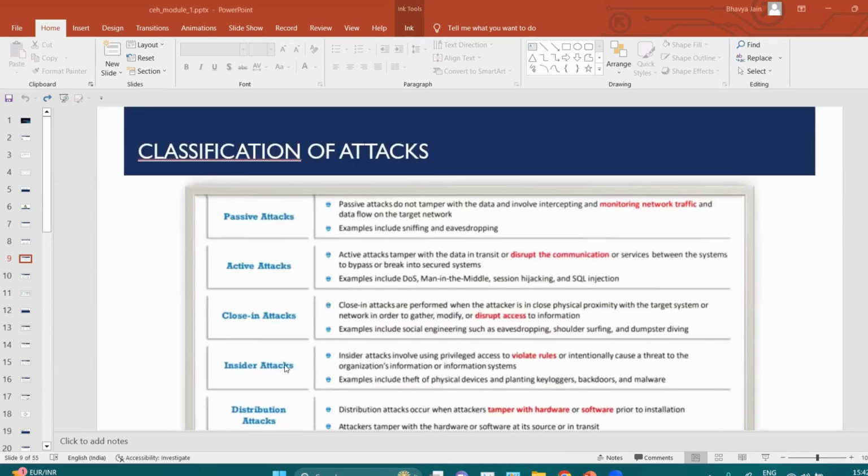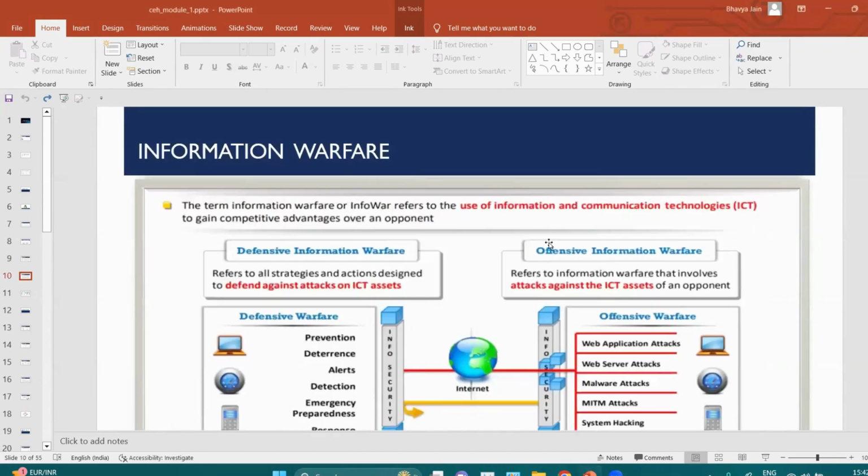Is it clear? Yes, that's clear. Okay. Then we have information warfare.